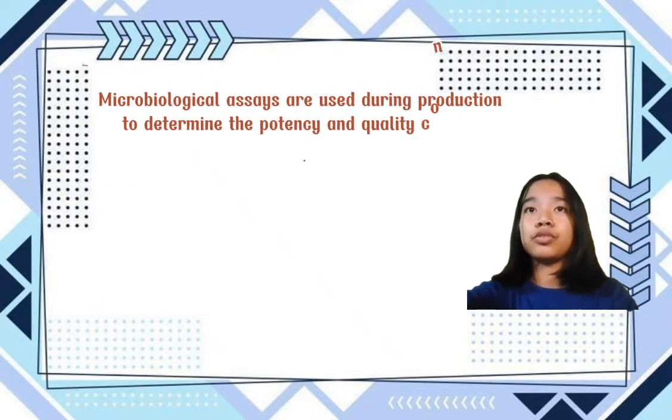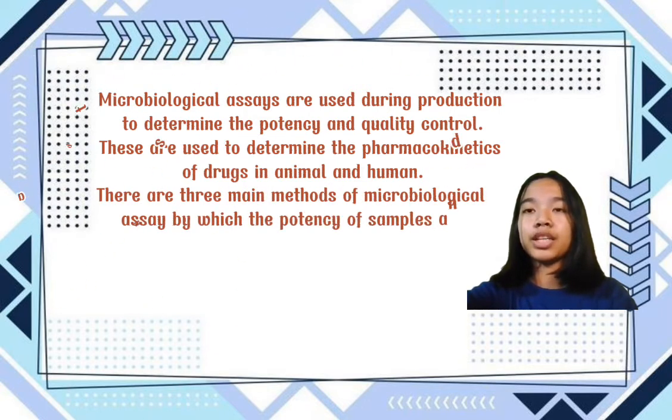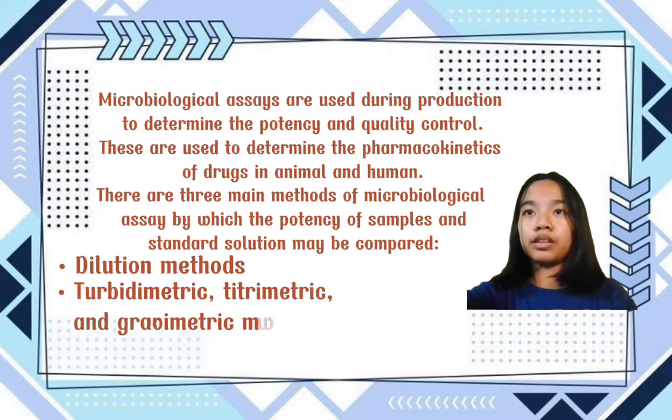Microbiological assays are used during production to determine the potency and quality control. These are used to determine the pharmacokinetics of drugs in animals and humans. There are 3 main methods of microbiological assay by which the potency of sample and standard solution may be compared. Number 1. Dilution methods. Number 2. Turbidimetric and titrimetric and gravimetric methods. And number 3. Diffusion methods.